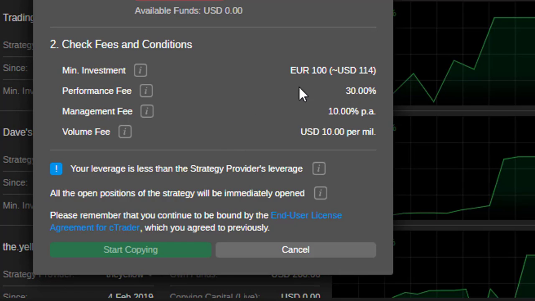So the two important things you have to check: first, the performance fee. If it's high, it's not a bad sign. It means this trader is pretty confident about his capability to create profit, and therefore should be able to make profit for you. But if the volume fee is high, those people will most of the time trade a lot, at high frequency, and it doesn't mean you will make a lot of money with that. So be careful with that.